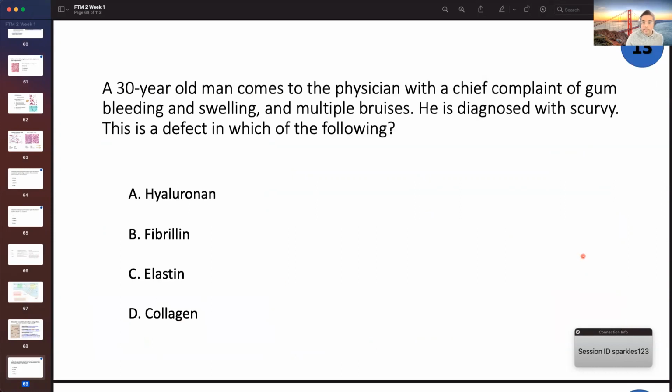Let's do this question and see how you guys are doing. I'm going to give you a little bit shorter amount of time so we can finish somewhat on time. Okay. Let's see how you guys did.